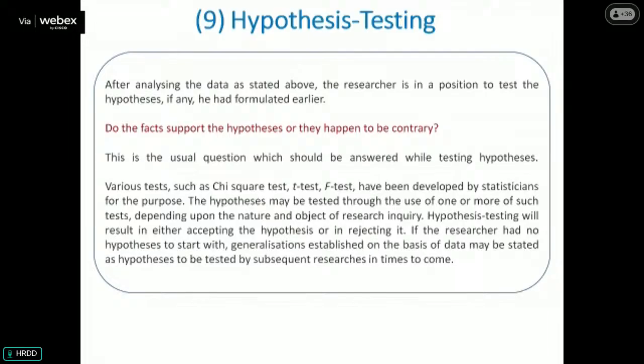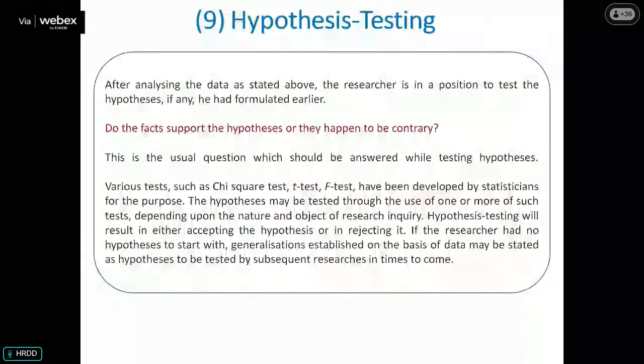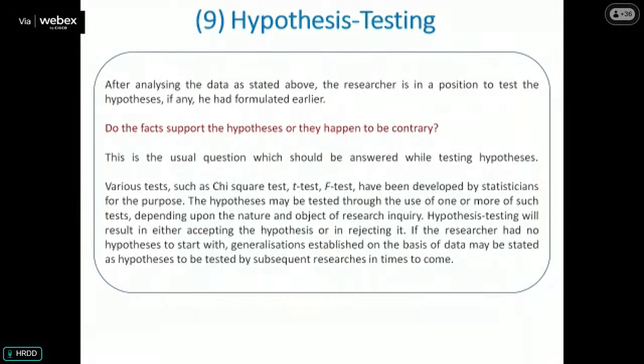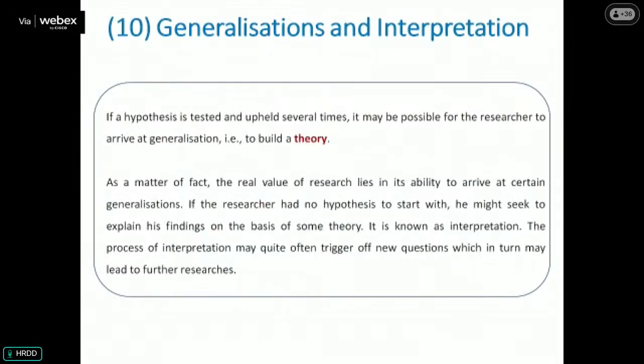The results can be according to whatever you have proposed, or they can happen to be contrary. You can get just the opposite. Then you have to sit and think, why are we getting the opposite? So this is what hypothesis testing is about. And generalization, as I told you: you have taken 5 samples, but it should be applicable to the universe, the whole population.